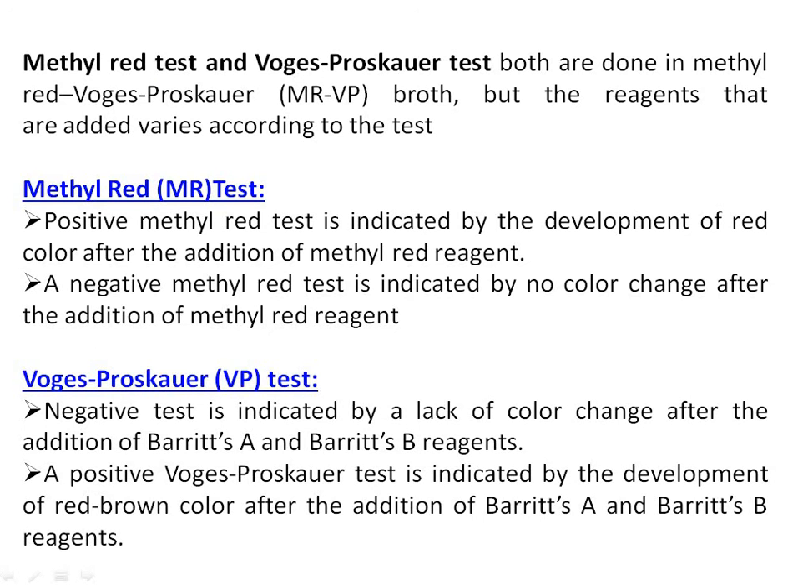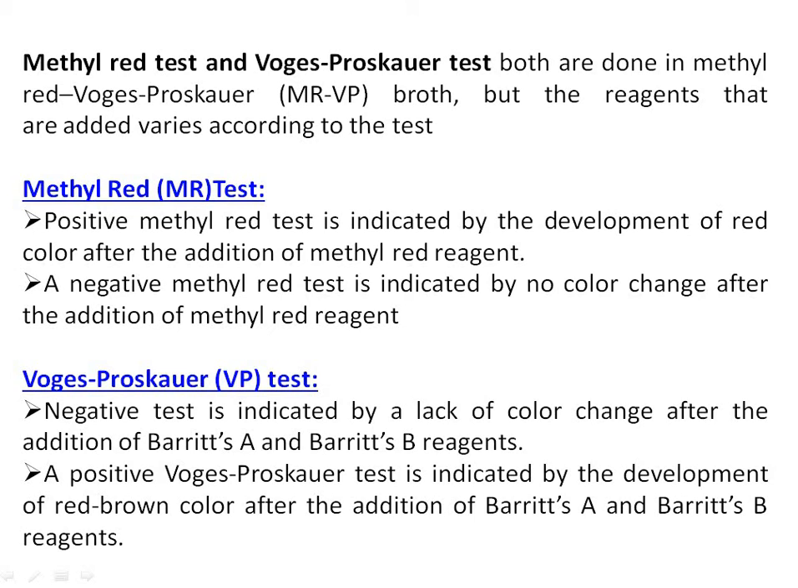Next are the Methyl Red test and the Voges-Proskauer test, and both are done in Methyl Red Voges-Proskauer broth, but the reagents that are added vary according to the test. In the Methyl Red test, a positive result is indicated by the development of red color after the addition of Methyl Red reagent. A negative Methyl Red test is indicated by no color change after the addition of Methyl Red reagent.